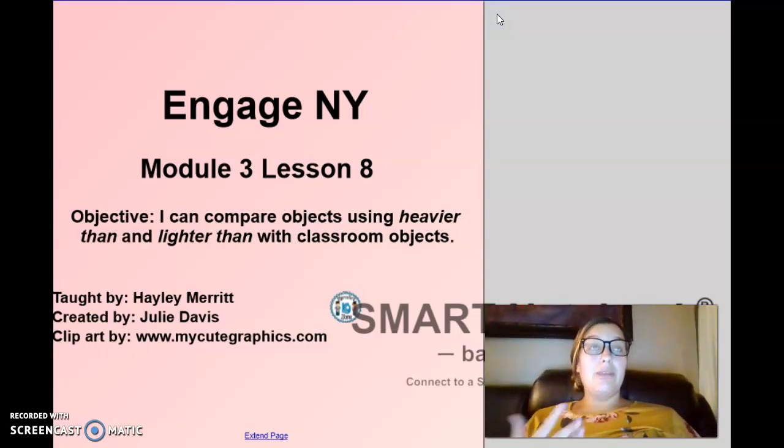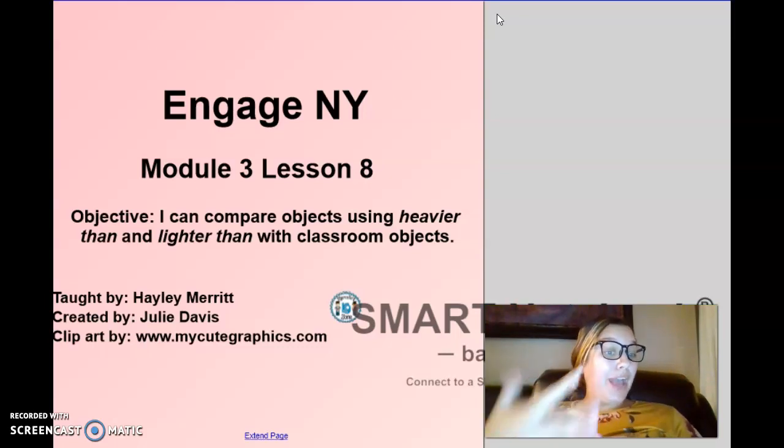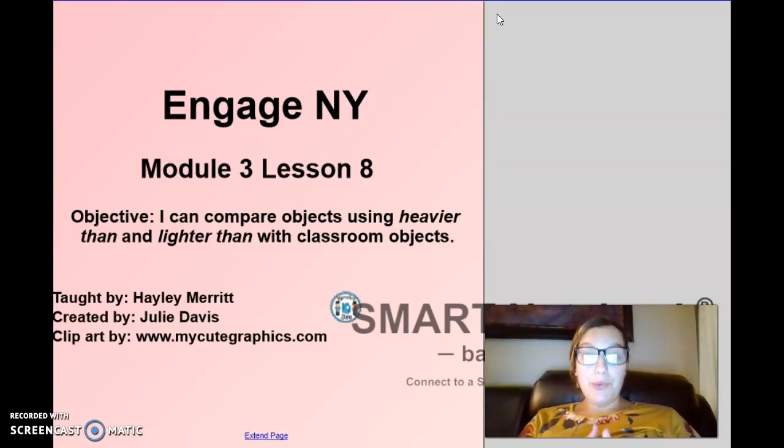Our objective today is I can compare objects using heavier than and lighter than with things we can find around our classroom. Now, I know I'm teaching you from home today, so we're going to compare things using the terms heavier and lighter on our screen, and then maybe you can go around your house and find some things that are heavier and lighter. Does that sound fun? All right, let's rock.